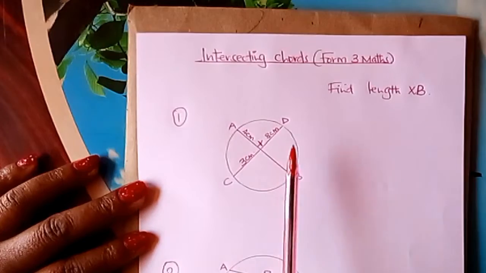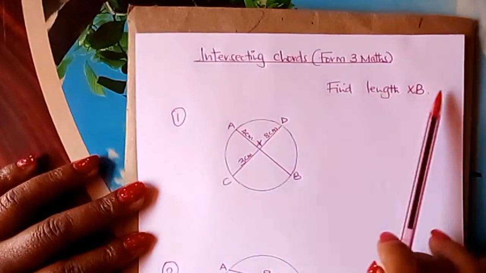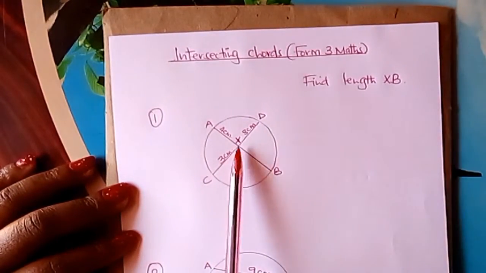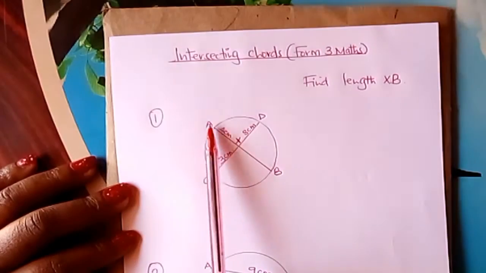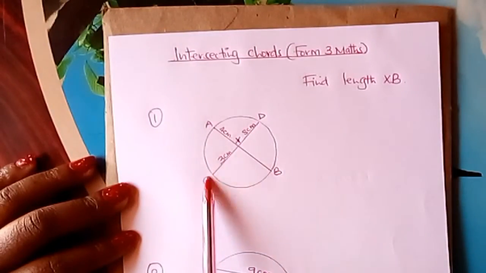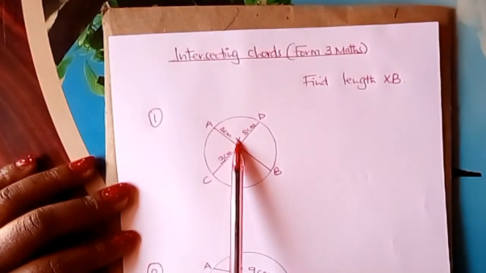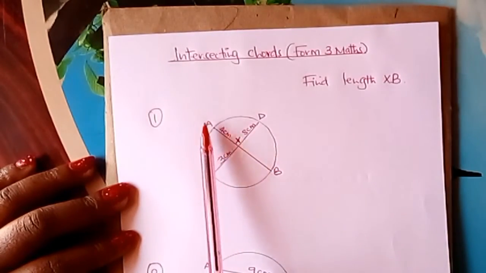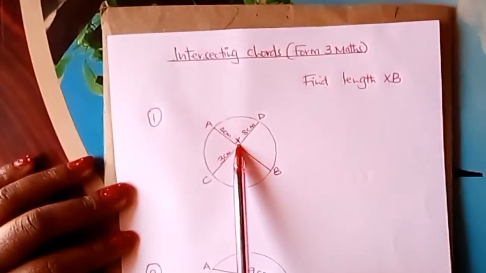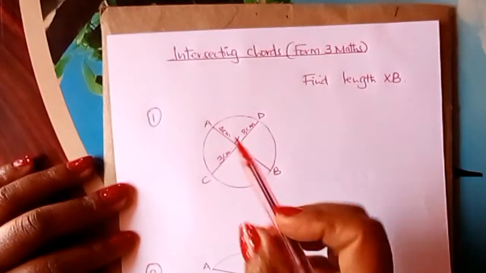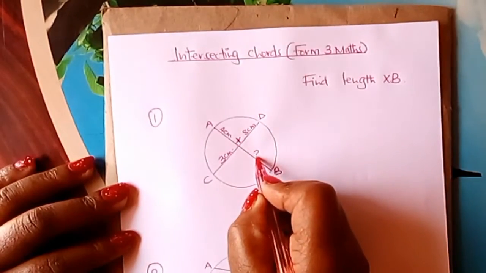So we look at number 1. You are told to find the length XB. These two chords, learner, AB and CD, intersect at X. This and this intersect at X. So what is the length of XB?